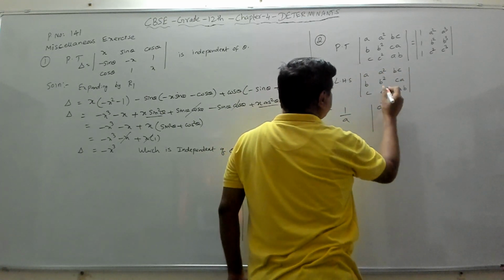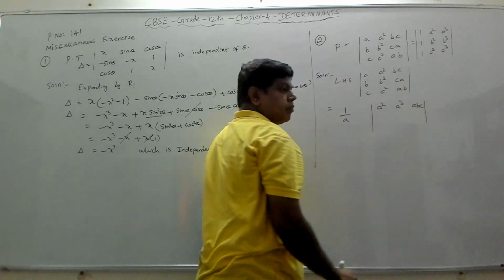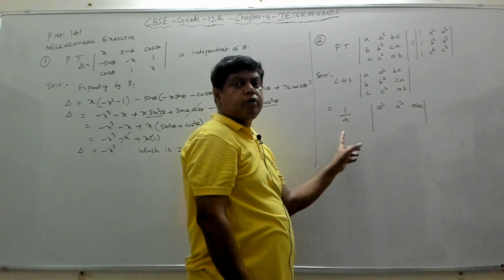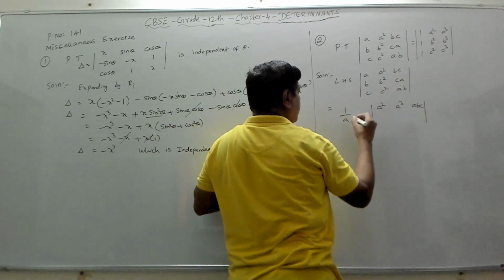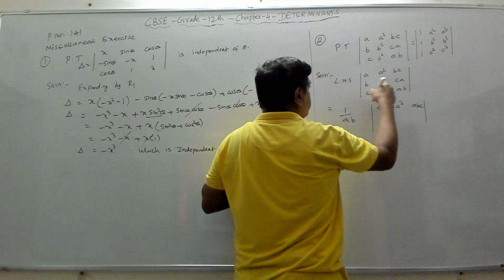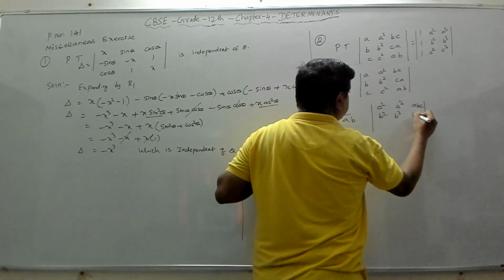So A square will become A cube, BC will become ABC. Fine. So when I multiply by A, I have to divide by A. Again, multiplying the second row by B, I have to divide by B. Then multiply by B. So this becomes B square, B cube, and this will become BCA.